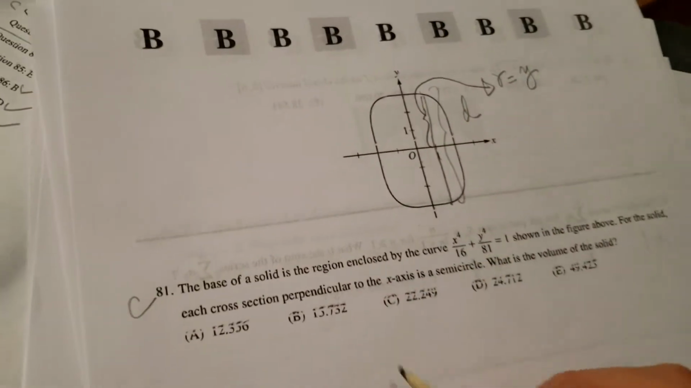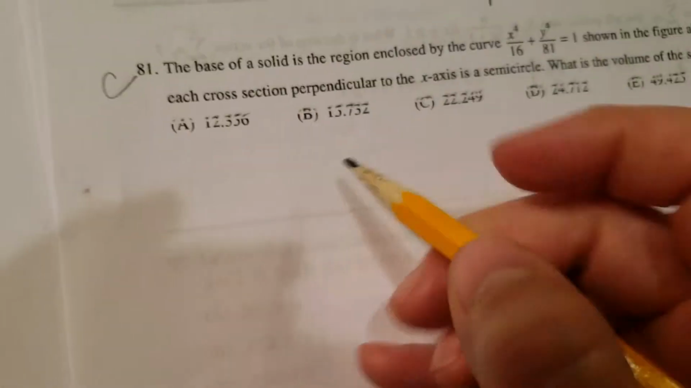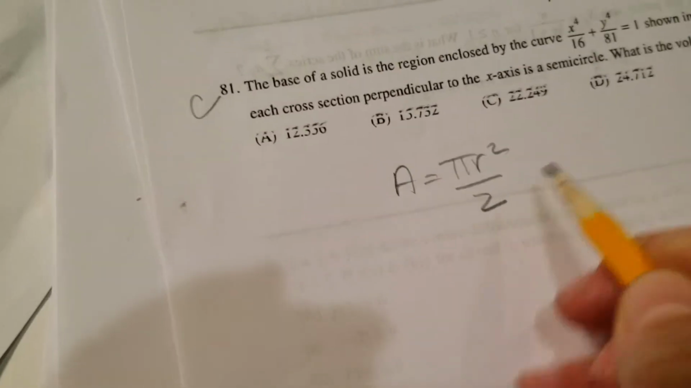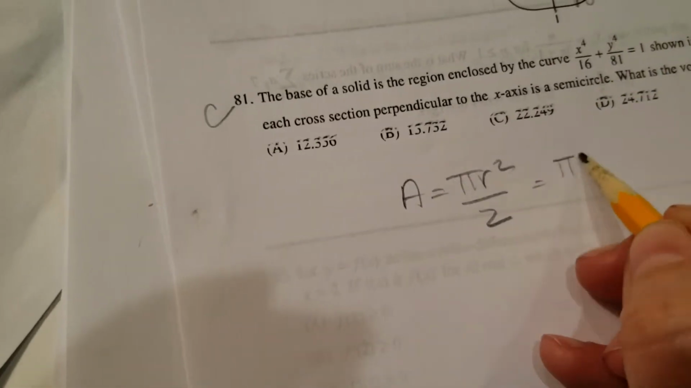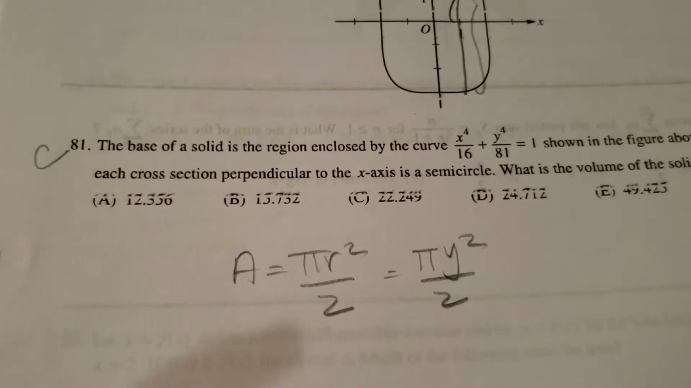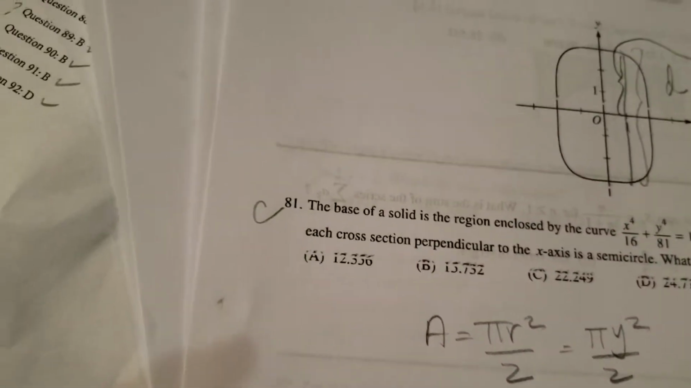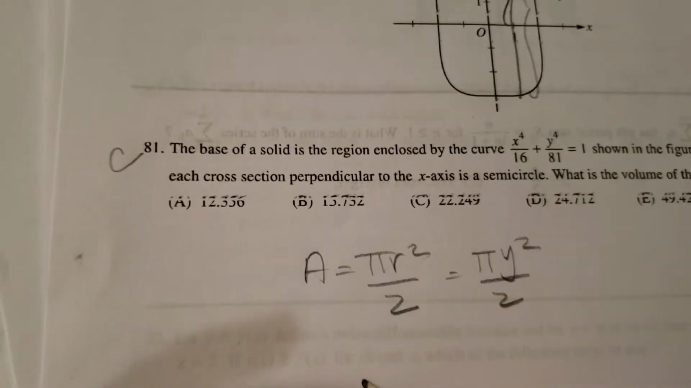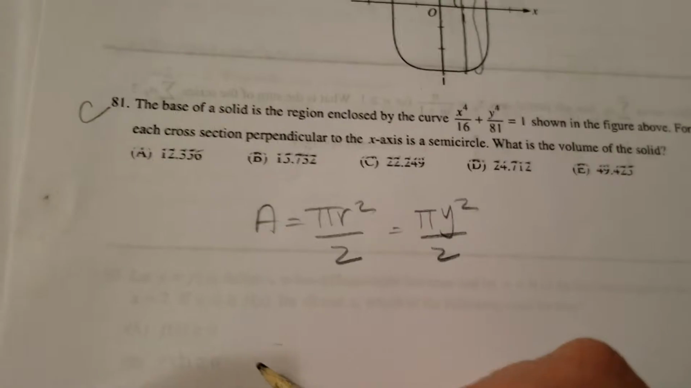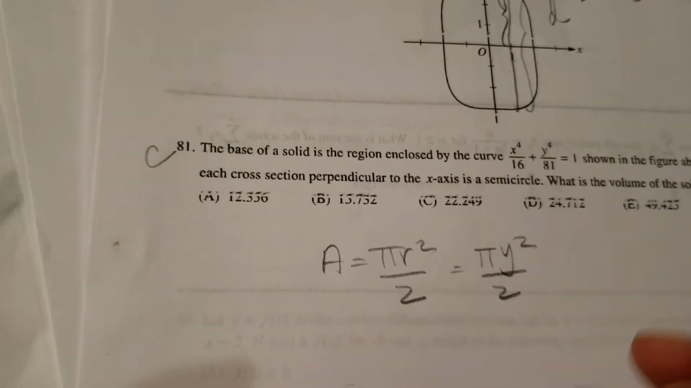So remember, since I'm looking for the volume, I have to add up all these semicircles. And the area of a semicircle is pi r squared over 2. My r is y here. So it's going to look like this. Okay, so if I add up all of these, then I'll just get my volume, right, with the thickness of dx.